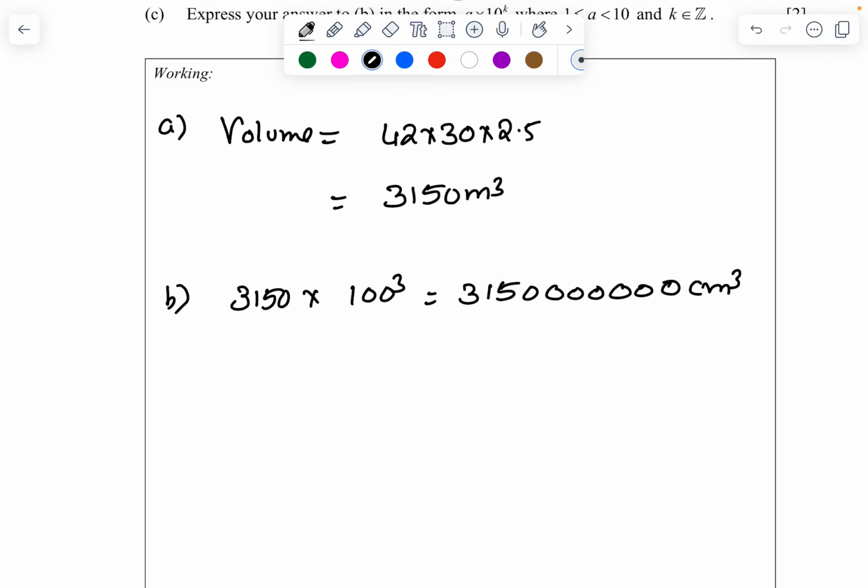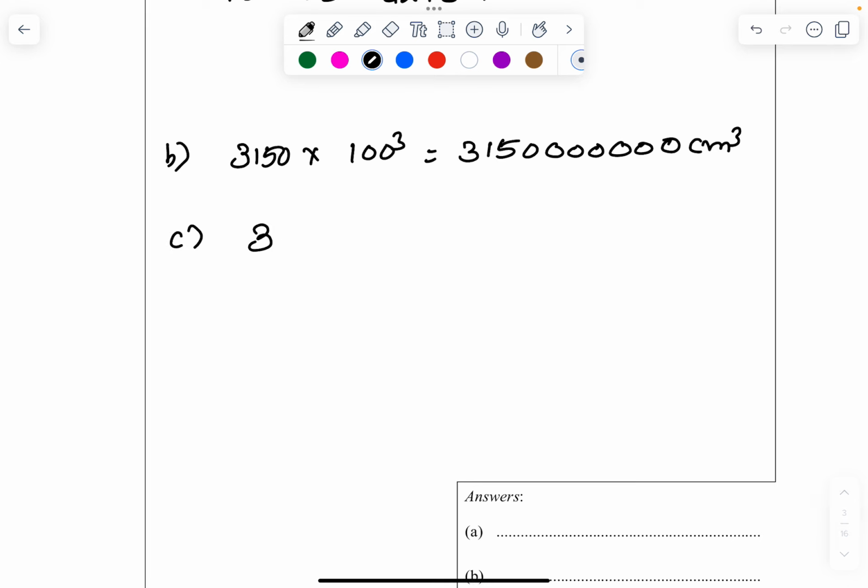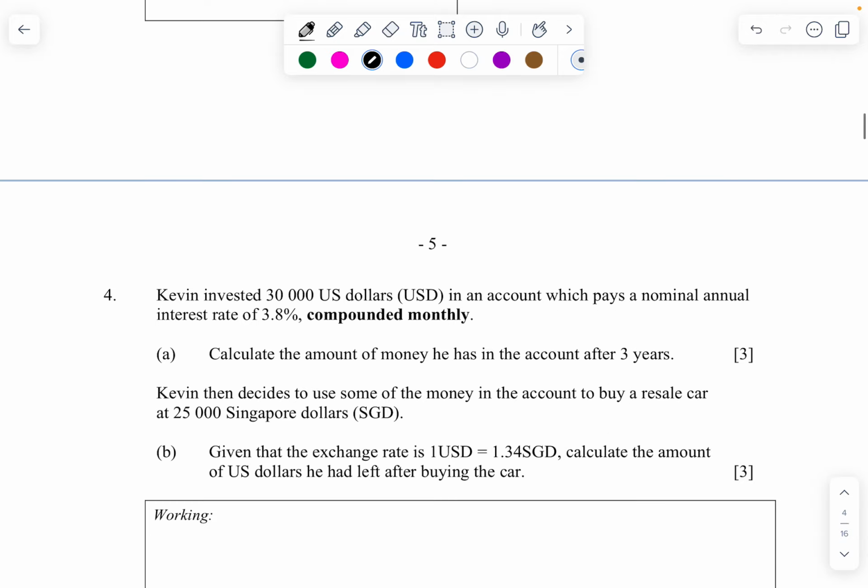Then express your answer to part B in the standard form. So it's going to be 3.15 times 10 to the power of 9 centimeter cube. That's going to be the answer for question number 3.